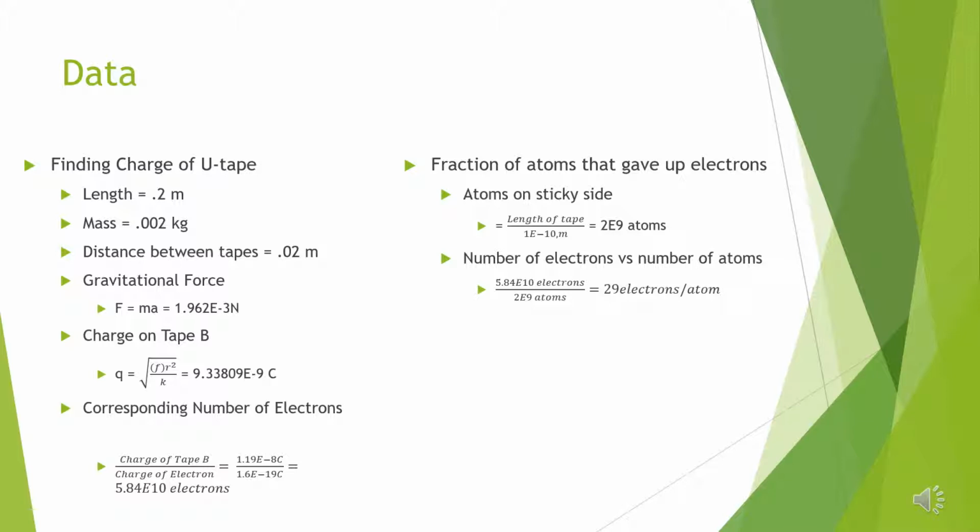And then after that, we could find the corresponding number of electrons by dividing the charge of tape B over the charge of one electron. And that was found as 5.84 e to the 10 electrons. And then after that, we found the fraction of atoms that gave up the electrons. And that was found as 29 electrons per atom.